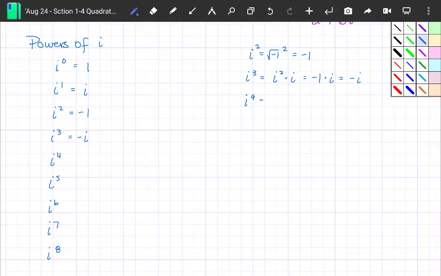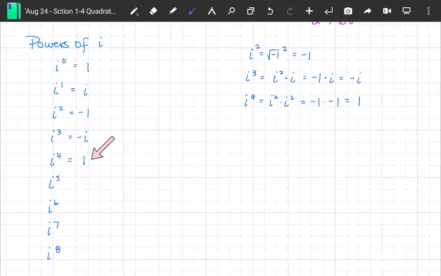I to the 4th we can think of as I squared times I squared, but we know I squared is -1, and -1 times -1 is 1. And look what happens. We're repeating the pattern again. I'm back up at 1.